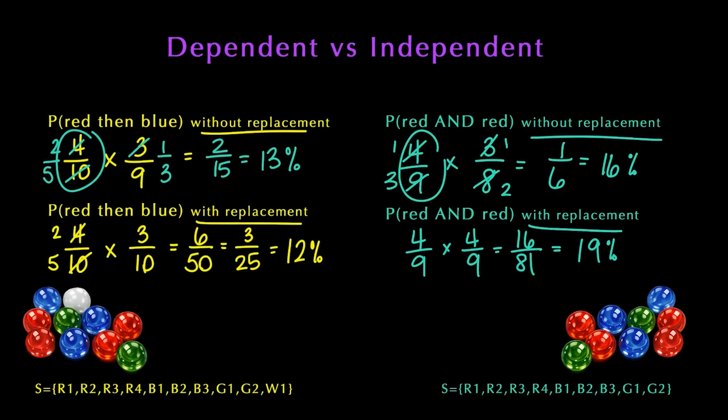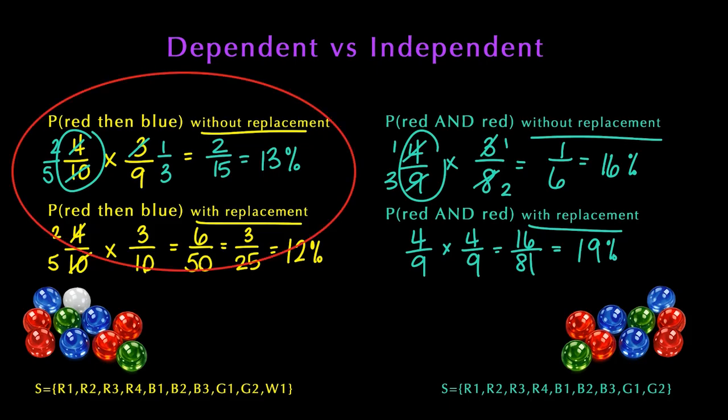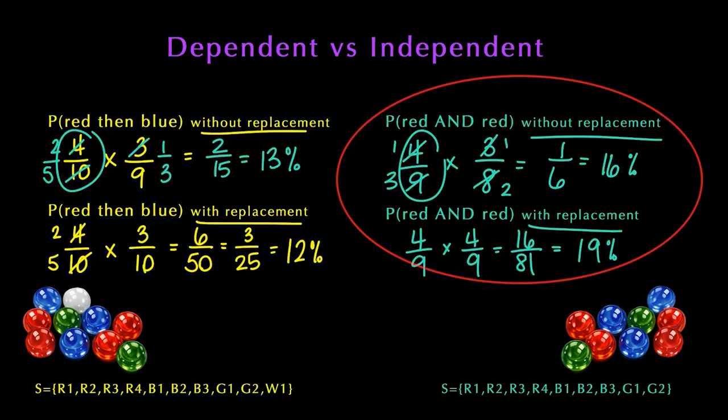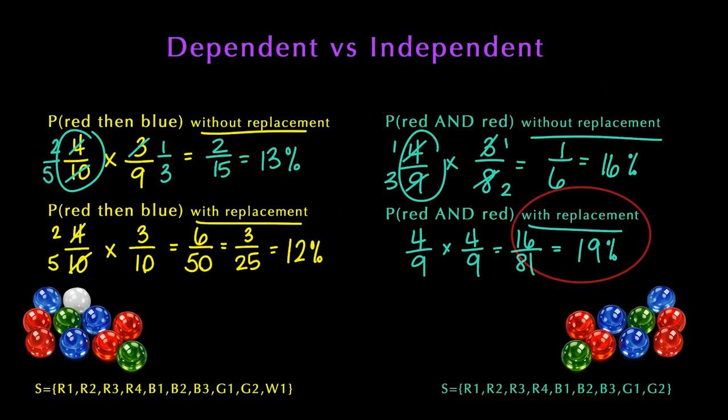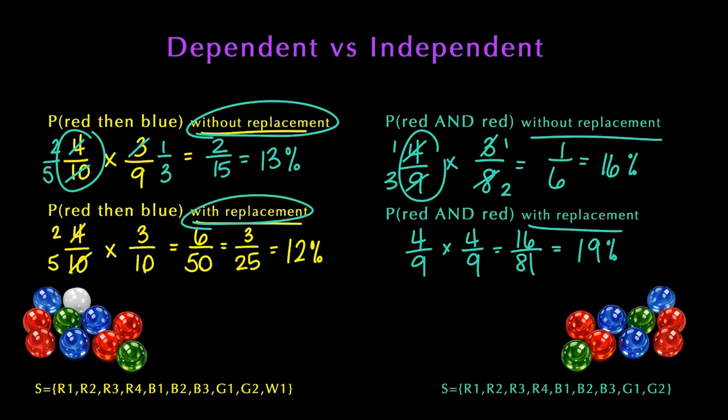So let's look at a little bit of the difference here. So the difference is the first one, I did 2 different colors. So that adjusts things a little bit. And then on the second one, I did the same color both times. So it just kind of depends on the situation. Sometimes with replacement is going to be a higher percentage. Sometimes it's going to be a smaller percentage. But in this case, you can see that some of the other factors are going to affect it. But now you can see the difference in dependent, where I don't replace it, and independent, where I do replace it.